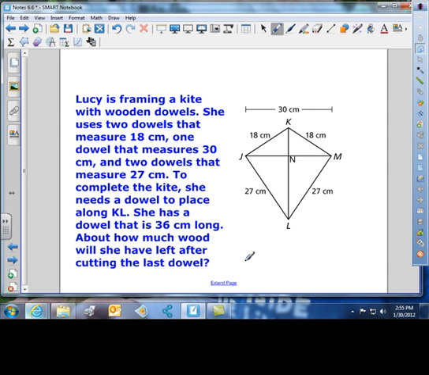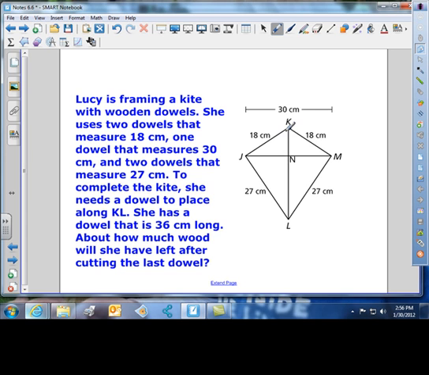So, if Lucy is framing a kite with wooden dowels, who hasn't done that in their life? She uses two dowels. One measures 18 centimeters, so this side is 18, this side is 18. One dowel that measures 30 centimeters, and two dowels that measure 27 centimeters. So here are these 27 centimeter and the 30 centimeters, this side J. Now, to complete the kite, she needs a dowel to place along KL, so she needs this side replaced right here. She has a dowel that is 36 centimeters long. About how much wood will she have left over after cutting the last dowel?